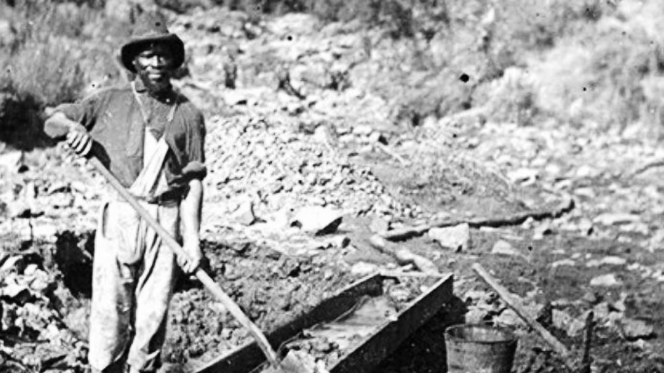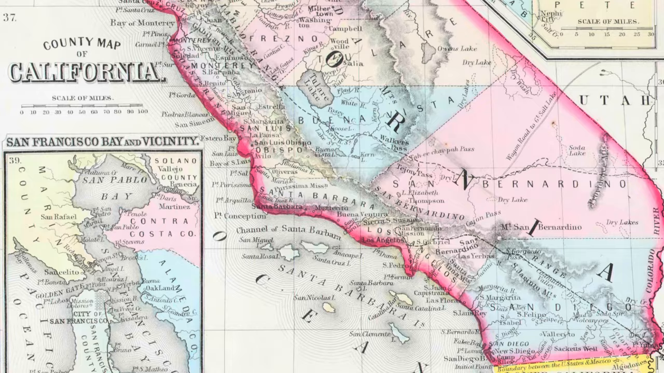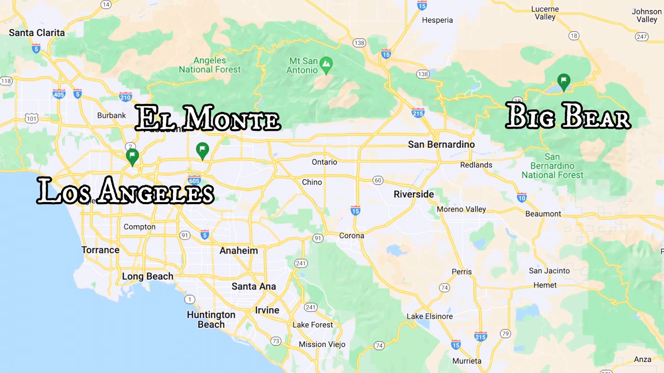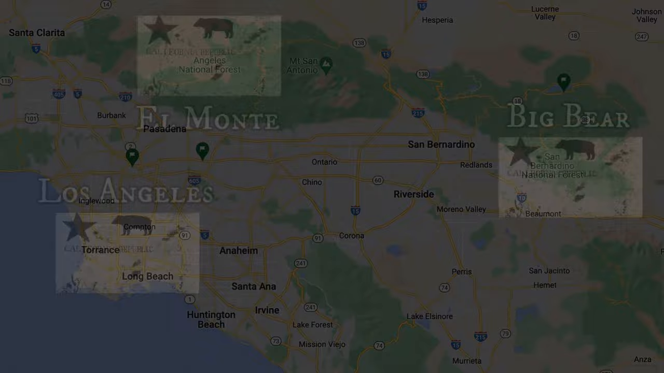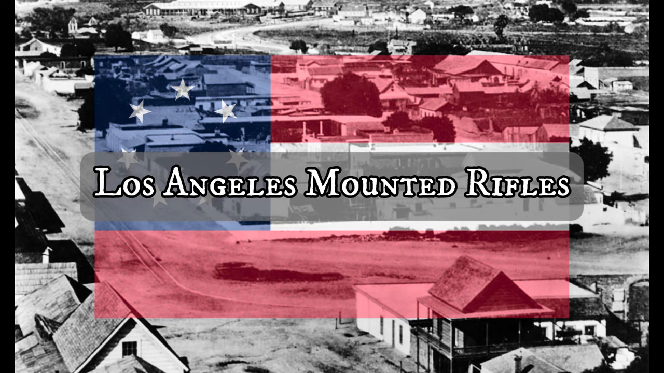The existence of slavery in the state highlights how truly divided the citizens of California were on the eve of the American Civil War. While Northern California remained largely anti-slavery, the towns and ranches of Southern California had many sympathetic to the Southern cause. In areas such as El Monte, Big Bear, and Los Angeles, secessionists openly expressed their views and even demonstrated under the California Bear flag, vice the American flag. In March 1861, the Los Angeles Mounted Rifles was formed, which was a pro-Southern militia unit. Additionally, many Los Angeles County officials were openly in support of secession.